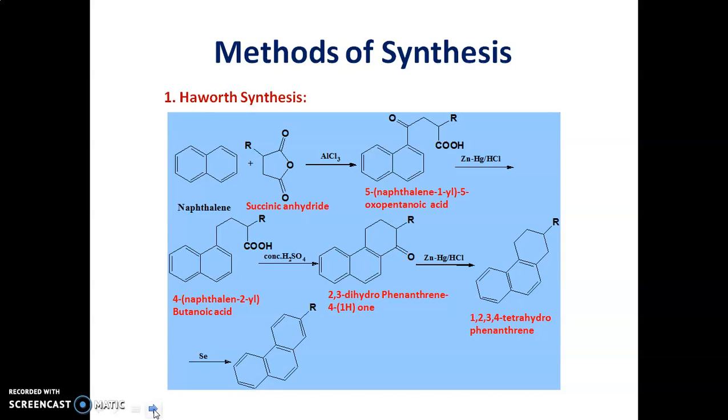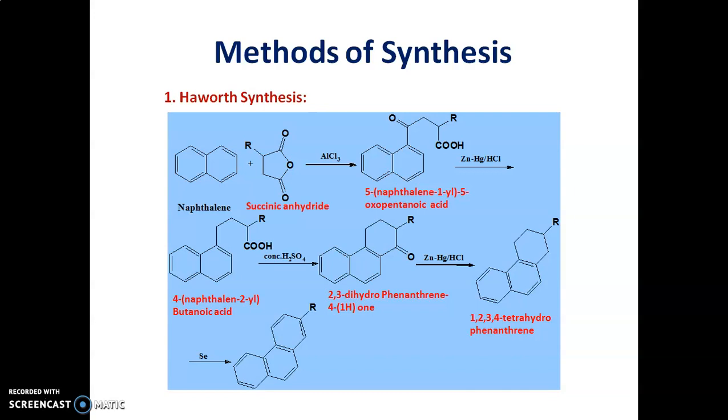The first method for synthesis of phenanthrene is Haworth synthesis. Haworth synthesis is carried out by reaction of naphthalene with succinic anhydride in presence of aluminium chloride, that is Friedel-Crafts reaction, to give 5-naphthalene-1-yl-5-oxo-pentanoic acid. This is further subjected to Clemmensen's reduction by treatment with ZnHg and HCl.